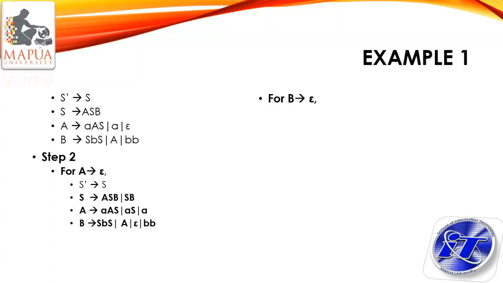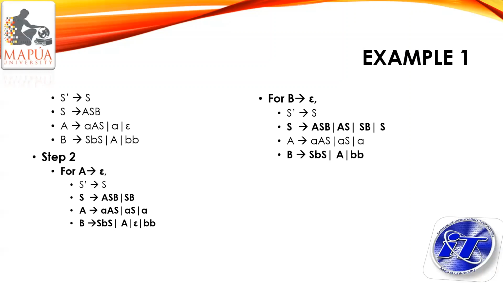So first production rule, just copy, and then apply null in the second rule. So for ASB, we have two results, ASB and AS. And for SB, we have SB and S. So now we have 4 possible results with S. And then on the third rule, we're just going to copy it since we don't have B on the third rule. And on the fourth rule, just remove the null since we already substituted null on the other production rules.